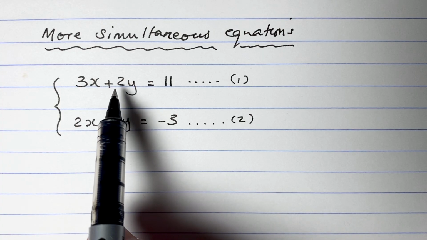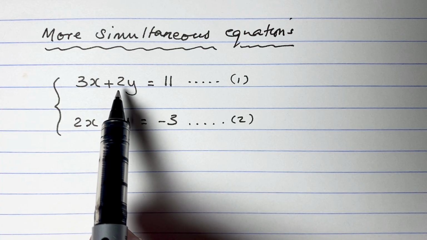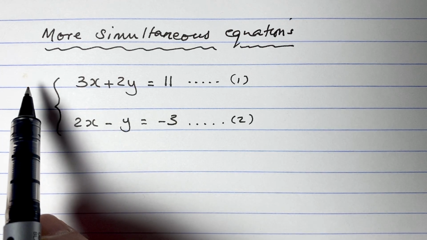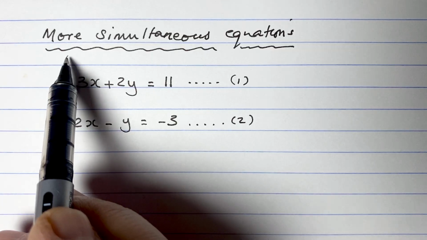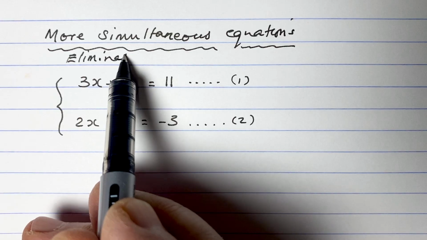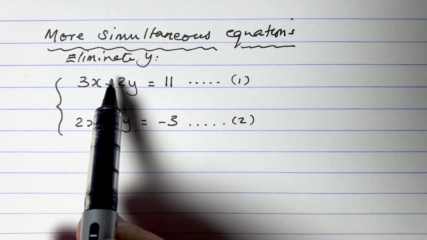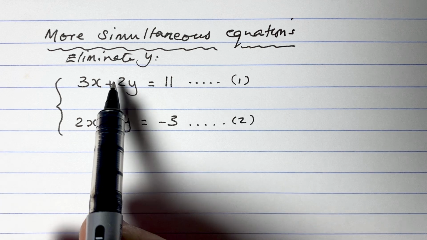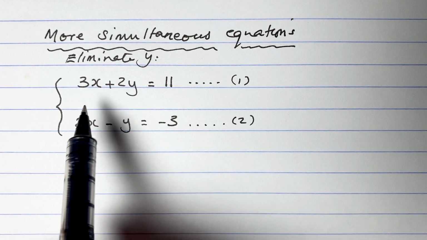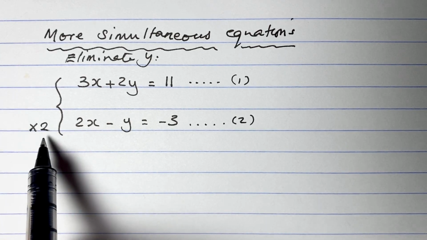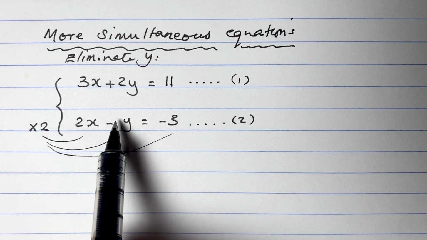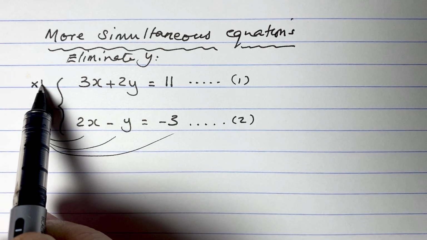So the technique to make the letter you want to eliminate have the same coefficient is to use the coefficient of that letter in the first equation, give it to the second, and from the second to the first. So first I'm going to mention I'm eliminating letter y. Since I've got 2y here, I multiply the second equation by 2, and since I've got 1y here, I times the first equation by 1.